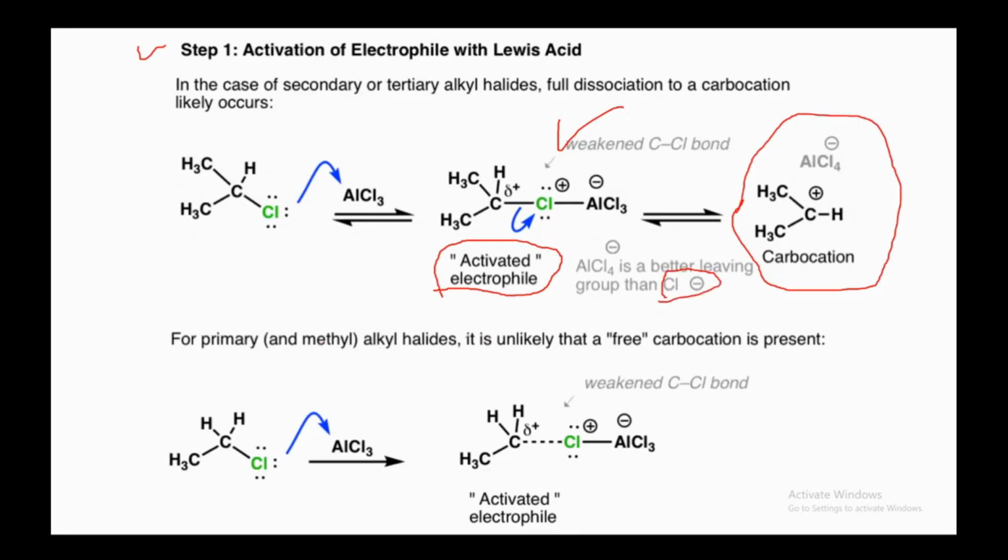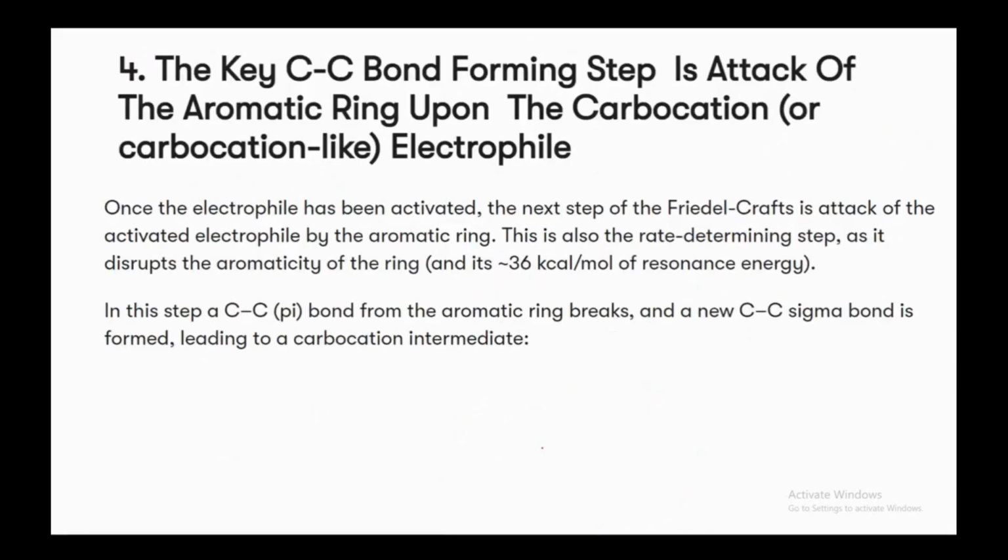For primary and methyl alkyl halides, it is unlikely that a free carbocation is present. This sort of transition state is observed when we have primary or methyl alkyl halides. So instead of a full carbocation generation, in the case of a secondary alkyl halide, this is a secondary carbocation. But in the case of a methyl or primary alkyl halide, we just get partial positive and partial negative charges, and the weakening of the bond between carbon and chlorine takes place. The key C-C bond forming step is the attack of the aromatic ring upon the carbocation or carbocation-like electrophile. That is a key step.